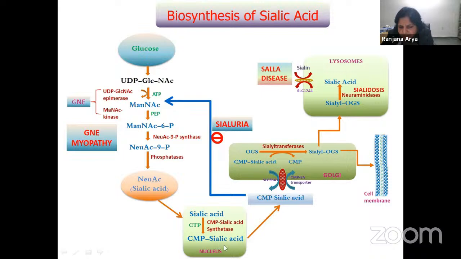In general, the sialic acid then goes to the nucleus, gets activated by CMP-sialic acid, and is then transported into the Golgi. Through sialyltransferases, these oligosaccharides get sialylated, and then they are transported to the cell membrane, or they come to the lysosomes where sialic acid is released and replenished back into the cytoplasm. So this is the whole cycle of how sialic acid metabolism occurs, and how these mutations affect the various parts of sialic acid metabolism.